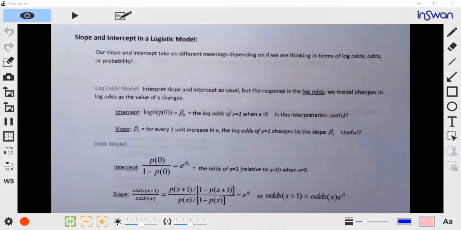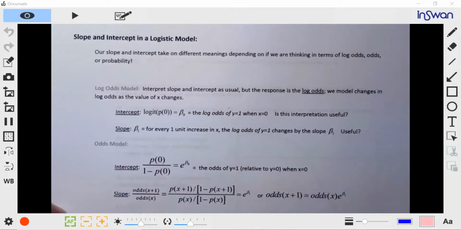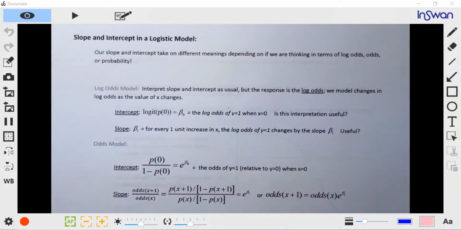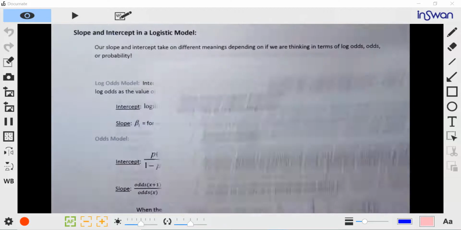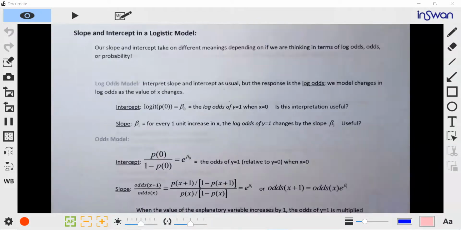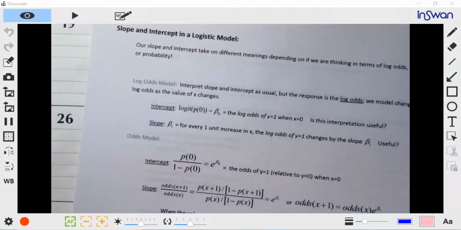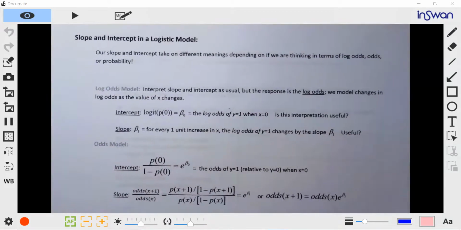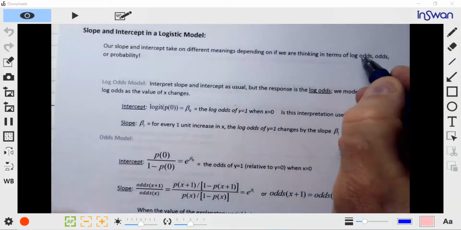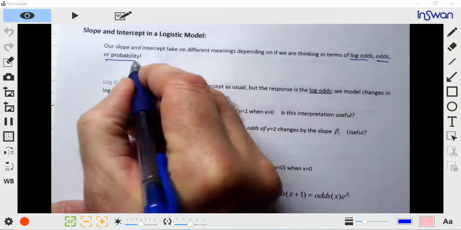So in our simple logistic regression model, we have a slope and an intercept, just like we do in a simple linear regression model. And we have to be careful in interpreting them here, because now we have three different forms of the same model. We have the log odds form, the odds form, and the probability form. So our interpretation will take on slightly different meanings if we're thinking in terms of log odds, odds, or probability.